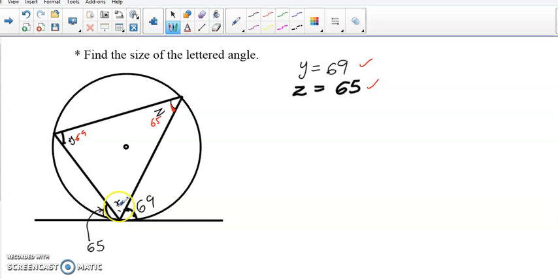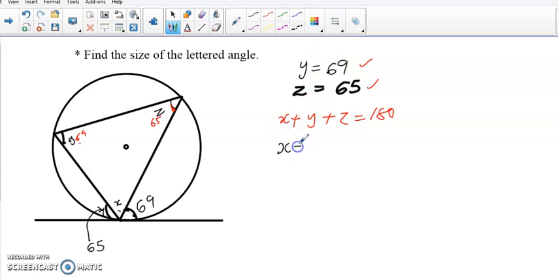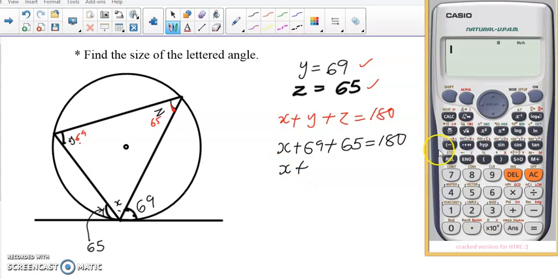Now for us to find this x, we know that this is a triangle and the sum of angles of a triangle is equal to 180. So we have x plus y plus z is equal to 180, sum of angles of a triangle. Okay, so here we have that x plus 69 plus 65 is equal to 180. So we sum that together. We have what? 69 plus 65. That gives us what?